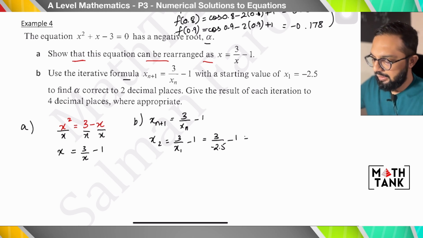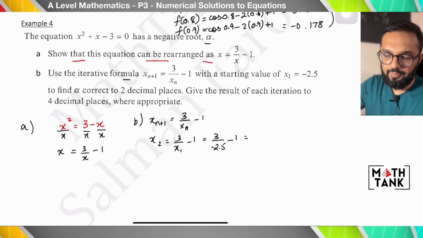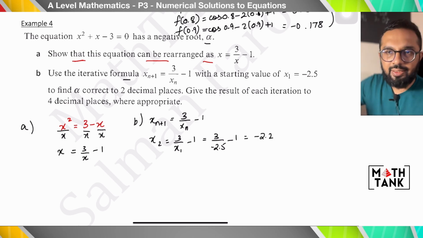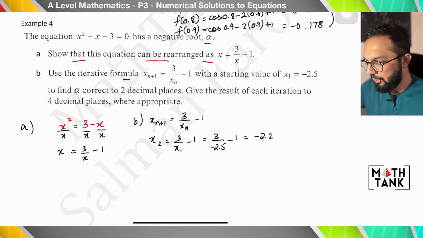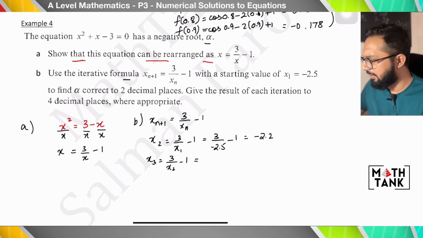Minus 1. Okay, let's find out what that is. I can do that on my calculator: 3 over minus 2.5 minus 1. That gives me minus 2.2. Now remember that this process involves doing an iterative process, which means a repetitive process. So in x3, I'm going to write down 3 over x2 minus 1. Now I don't need to write down each of these individual values, and it's going to get tough because each of these is then going to convert into a lot of decimal places as well.